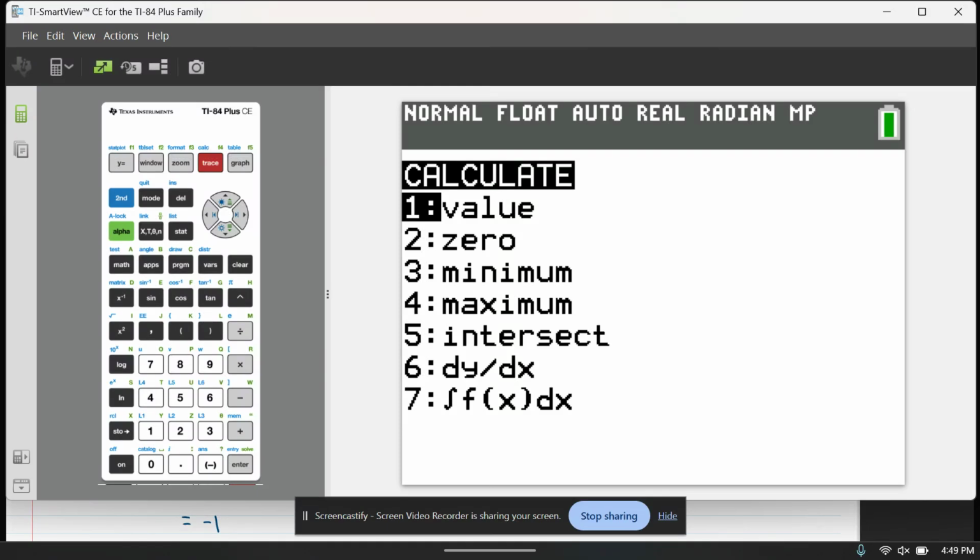Okay, so this is a different method for finding that vertex, but it works. Different roads get to Jackson, right? So we can all find different ways to do things. So I'm going to go to the minimum button and hit enter.